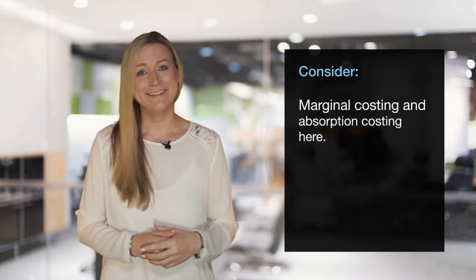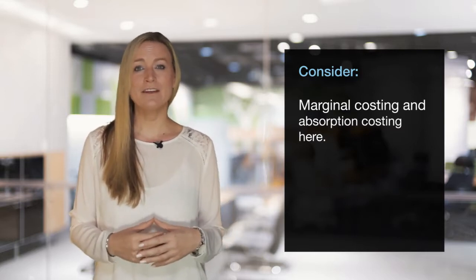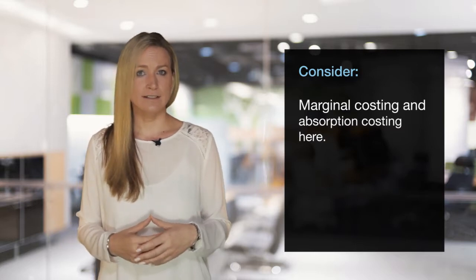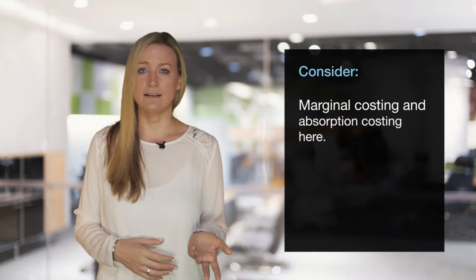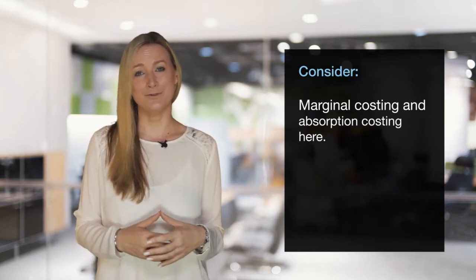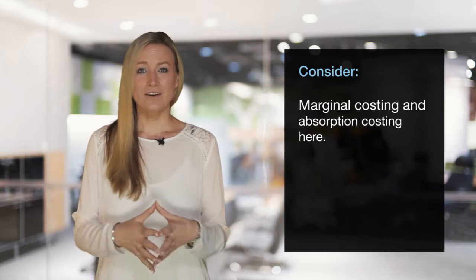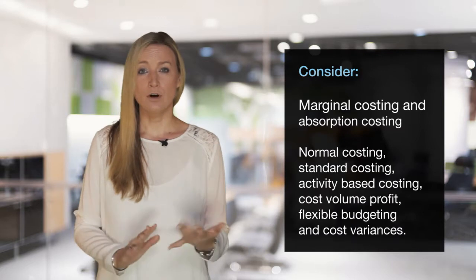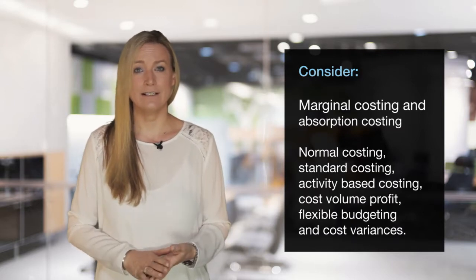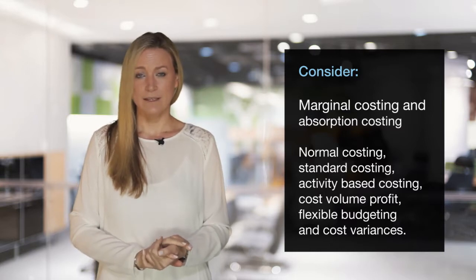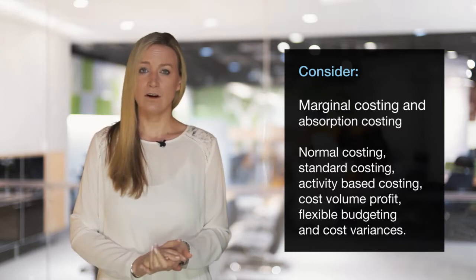Just as a reminder, absorption costing is the method of building up a full product cost by adding direct costs and a proportion of production overhead costs by means of one or more overhead absorption rates. Other costing techniques you could consider here include normal costing, standard costing, activity-based costing, cost volume profit, flexible budgeting, and cost variances.